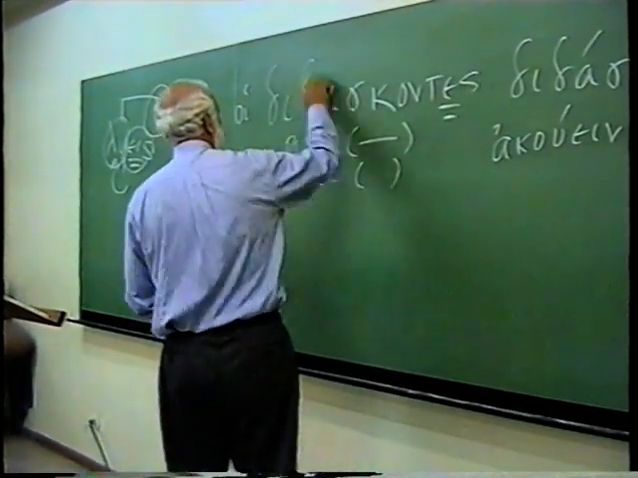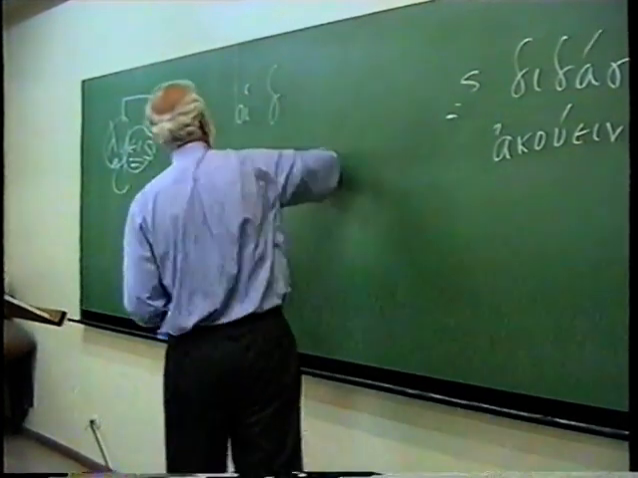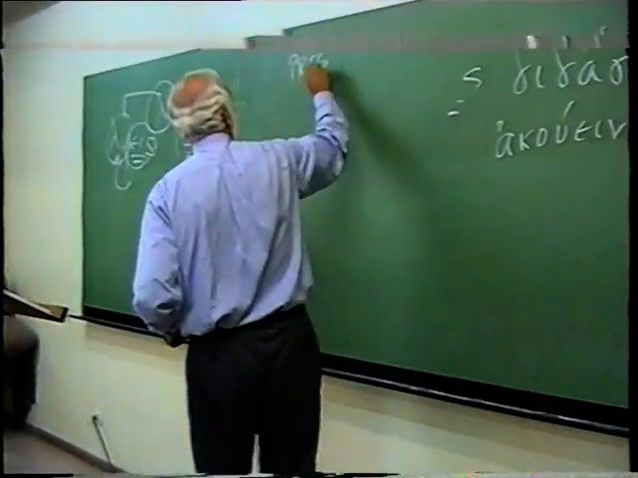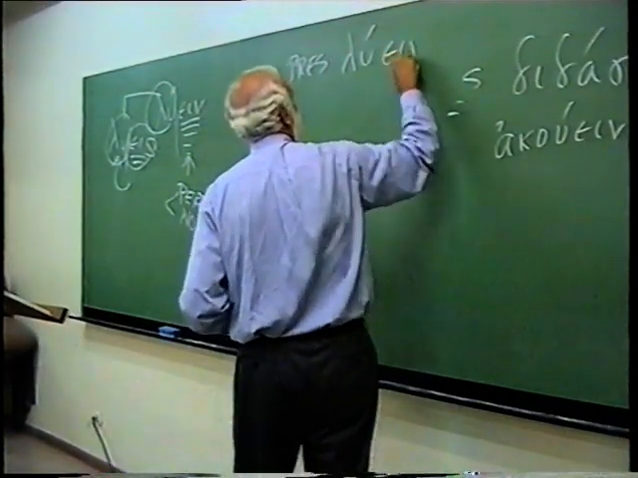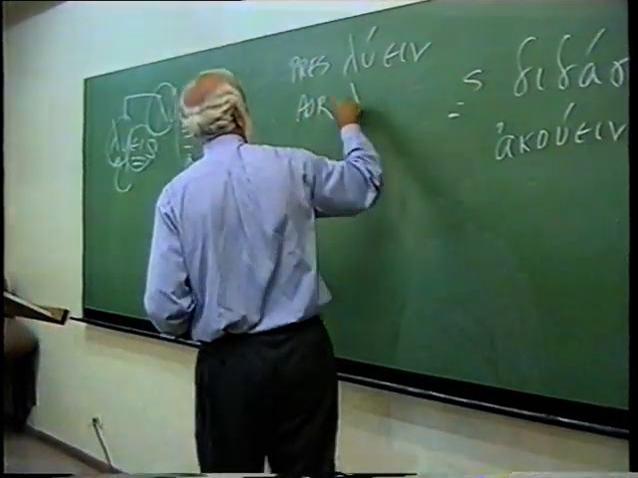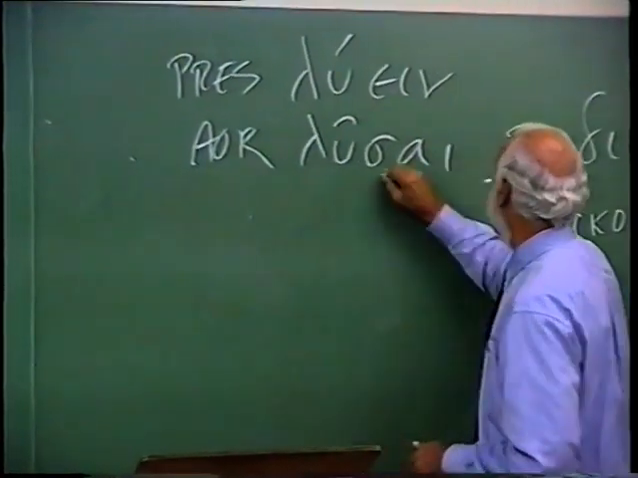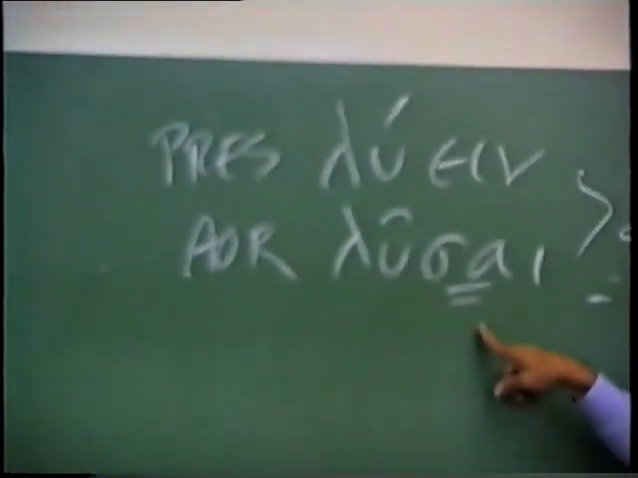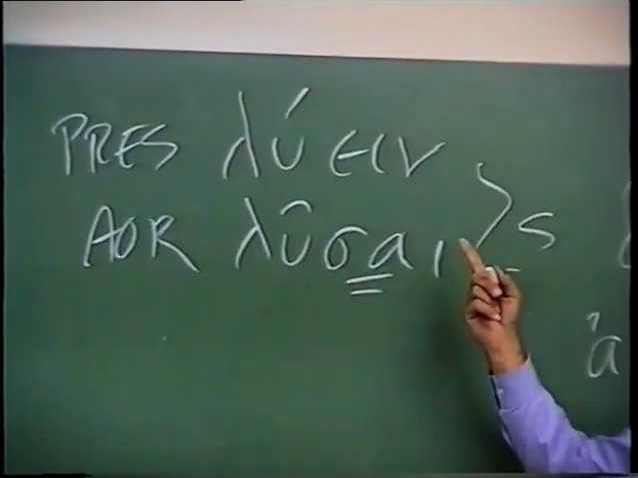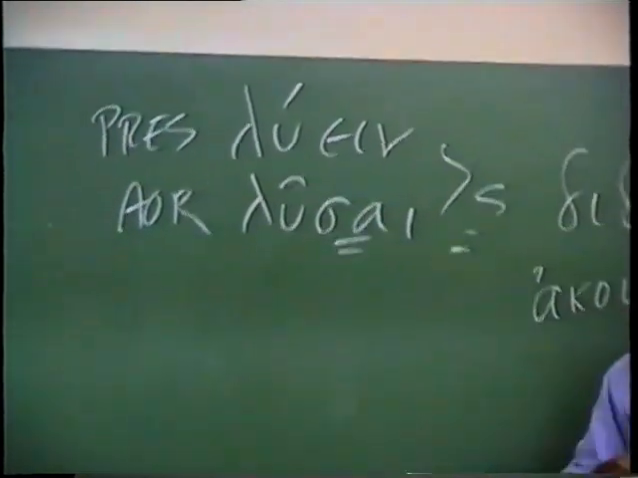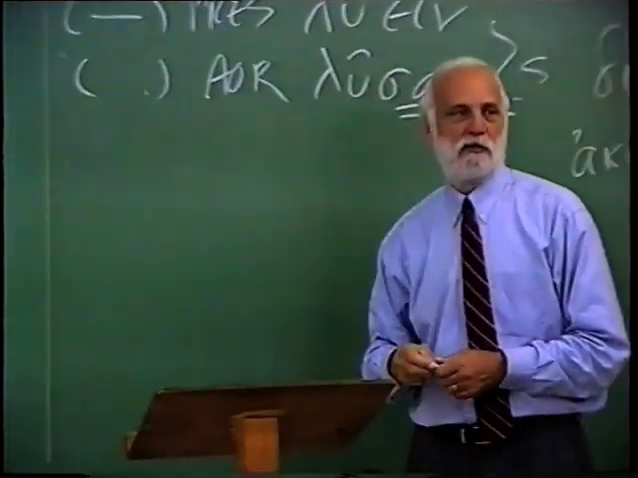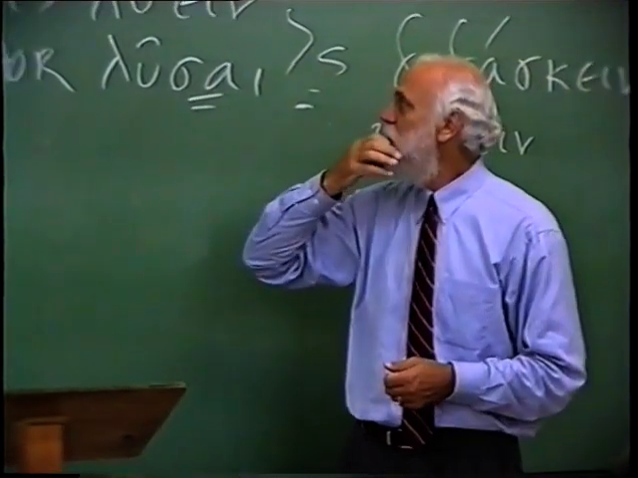So let me illustrate. Oops, I just erased what I wrote. Here's your present infinitive of luo. And here's your aorist infinitive of luo. See the sigma infinitive? Both of these are translated to lose. This is to lose. This is to lose. Both are infinitives. What's the difference? The difference is verbal aspect.